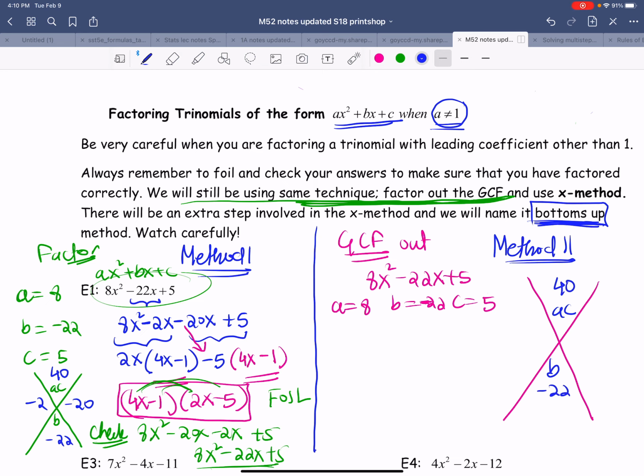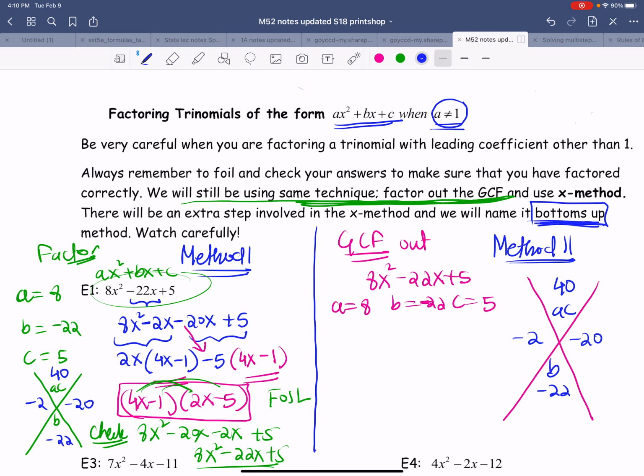Again, like we did earlier, think about two numbers. They multiply to give you positive 40, add up to give you negative 22. They're going to be negative 2 and negative 20. Again, the order does not matter. In which order you write them does not make any difference.